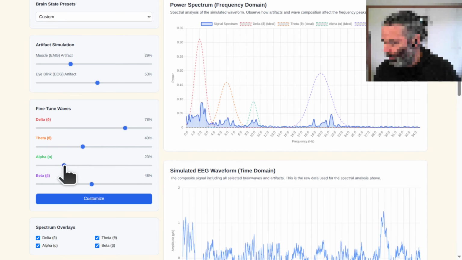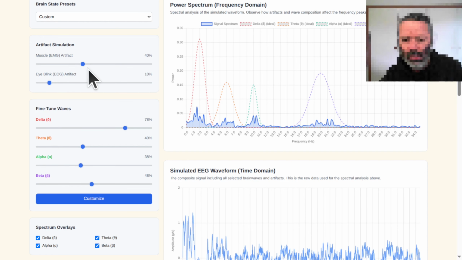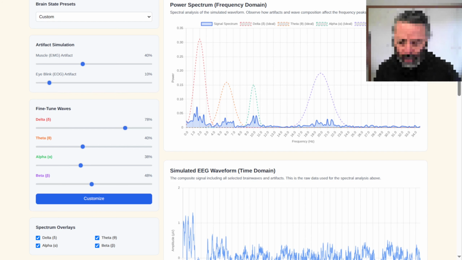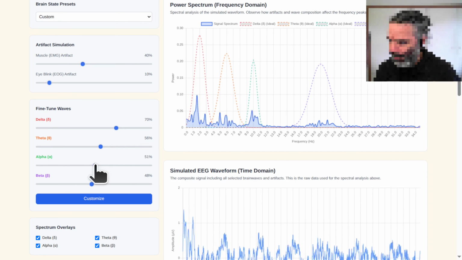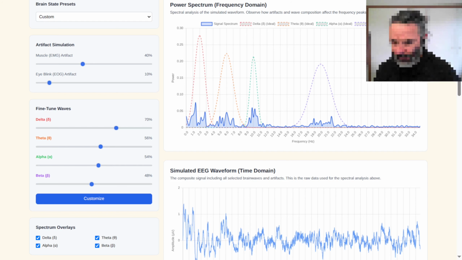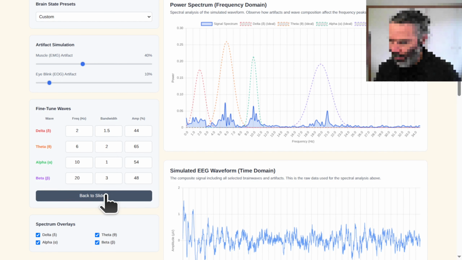Beyond presets and artifacts, you can also fine-tune waves, right? Get more specific. Yes, definitely. There are simple sliders to just crank up or down the amplitude, the power of each main wave: delta, theta, alpha, beta. Or you can go into what's called customized mode. And that lets you? That lets you precisely set the center frequency, the bandwidth, and the amplitude for each of those wave bands individually. So really granular control. And what about those dotted lines on the spectrum graph, the spectrum overlays? Good question. Those are like ideal Gaussian curves. Think of them as theoretical benchmarks, like perfect, smooth bell curves showing what each pure brainwave would look like if it were completely isolated. They give you a reference point.